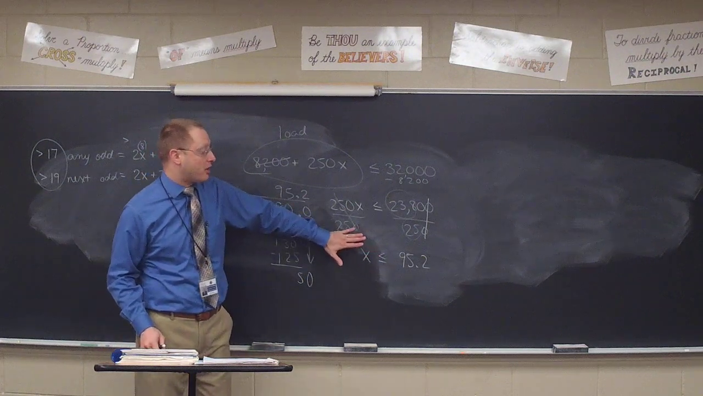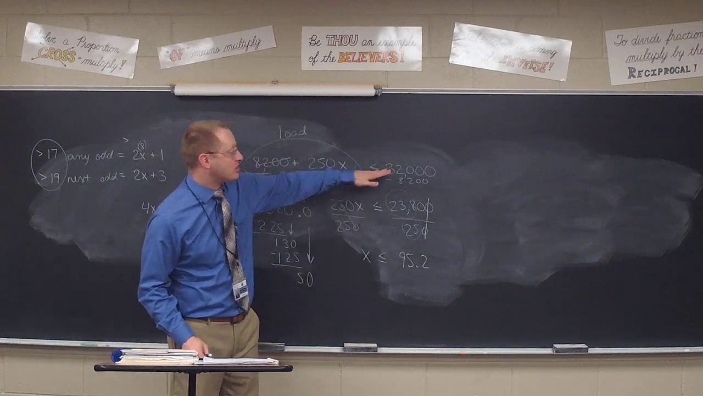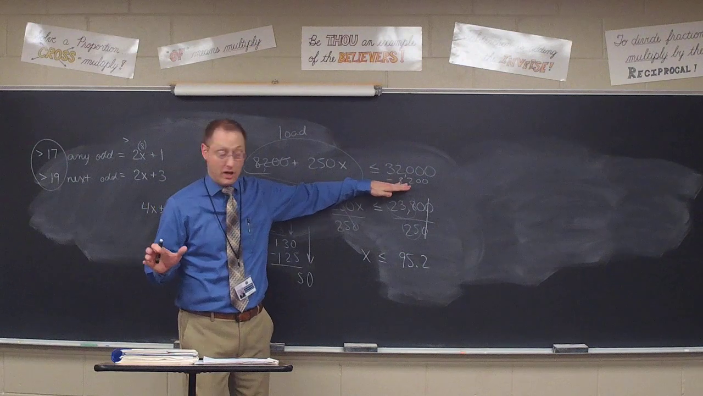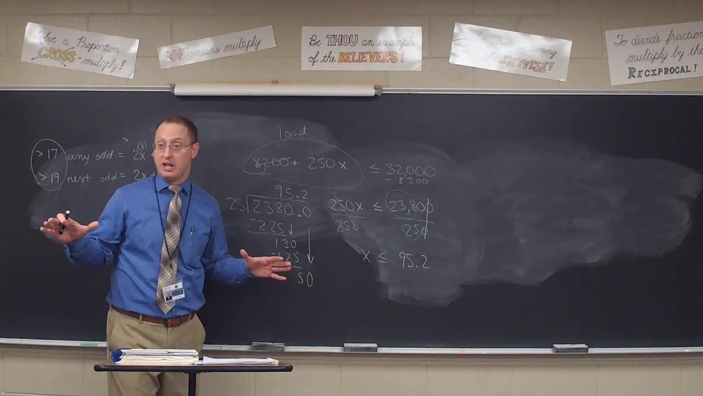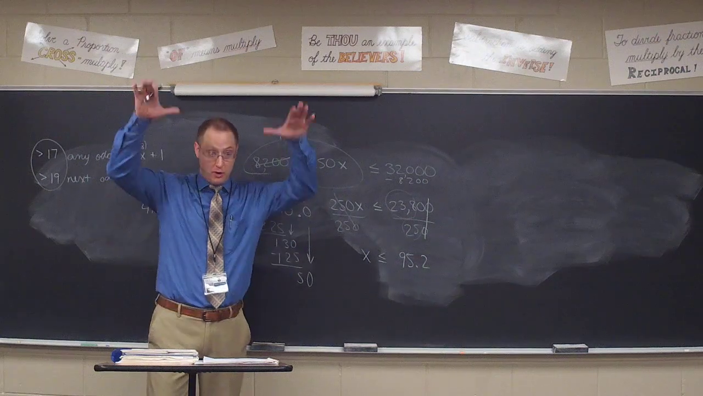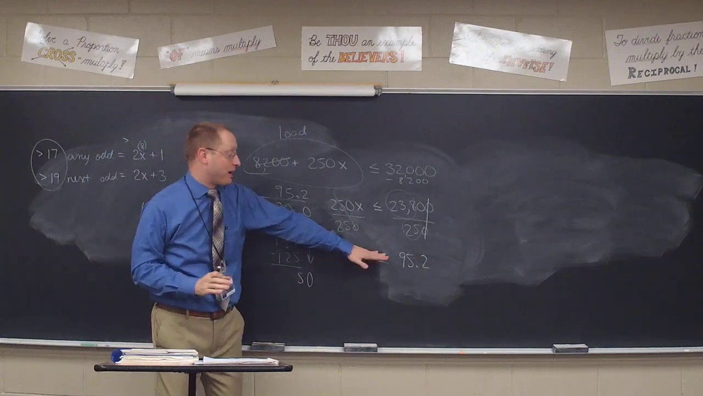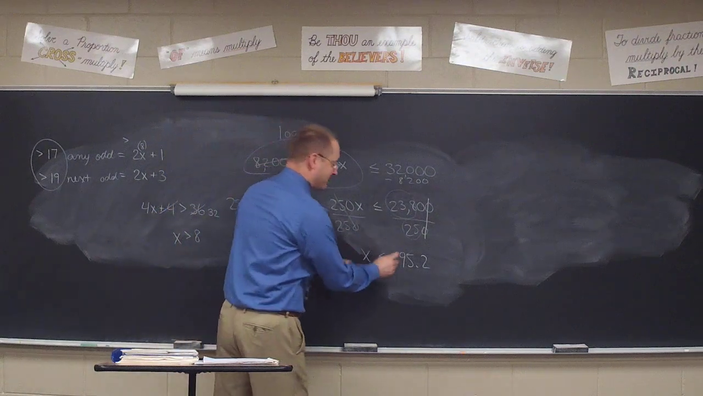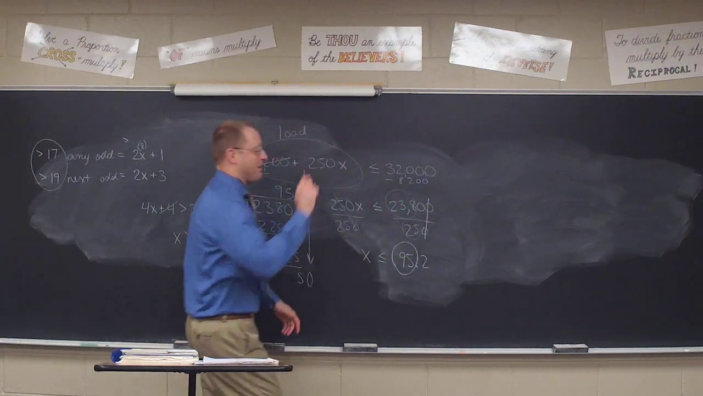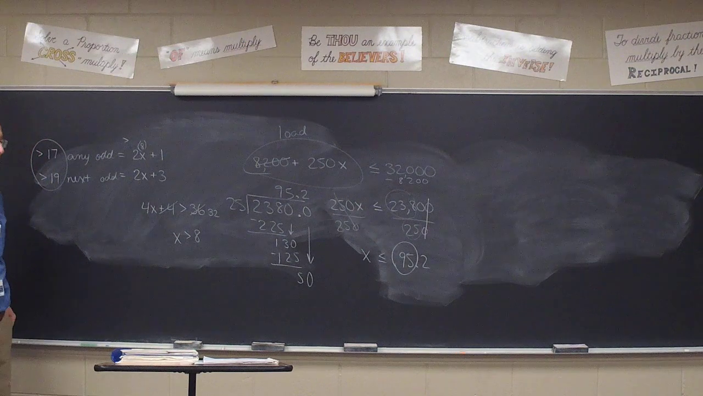Now, if it's a greater than or equal to, if it had to carry at least, I don't know why it would be this way, but if it had to carry at least 3,200 pounds, maybe we live in a world of reverse gravity. And if you don't load it up enough, it's going to float off the road. Then you'd have to round up and say 96. But this is a maximum load, not a minimum load. So we'll round down and say 95 pallets. No more than. Maximum of 95 pallets.